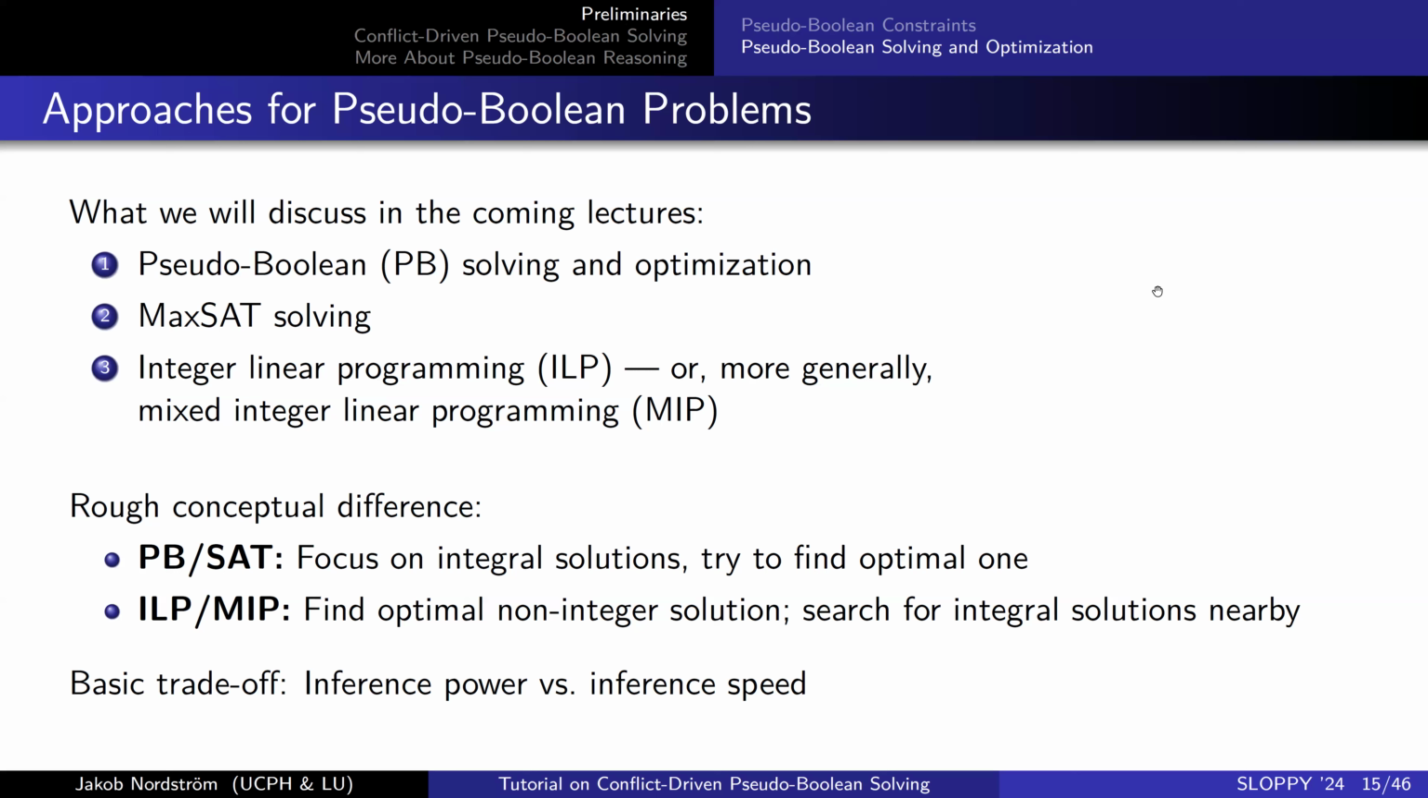And another difference, which we already talked about in the tutorial on SAT solving, is how you deal with the trade-off between inference power and inference speed, where I would say that SAT solvers pretty much prioritize speed above everything else. As we saw, for instance, decisions are made extremely quickly.